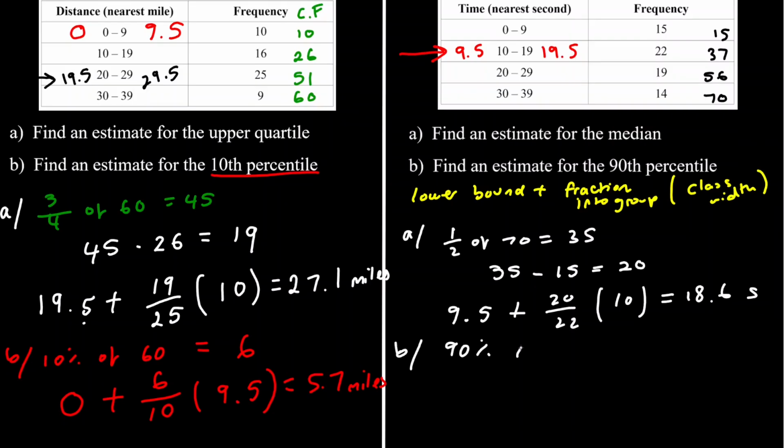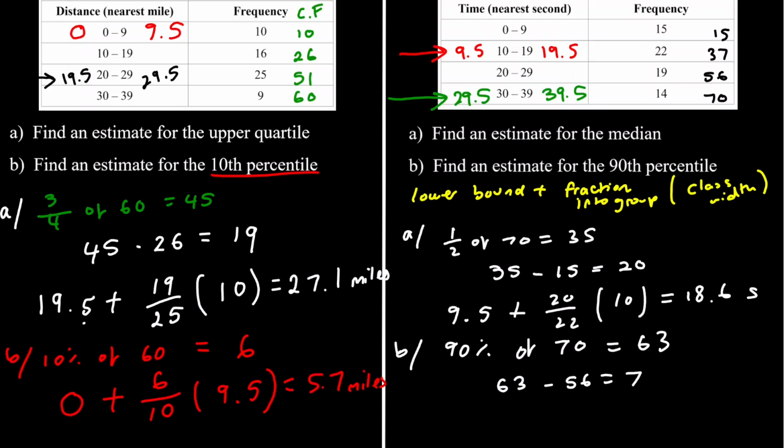Now we want the 90th percentile. So 90% of 70 is 63. So we're looking for person 63. What group are they in? They're going to be in this last group, our 29.5 to 39.5 group. How far into the group? So we were at 56 when we started the group. 63 take away 56 is 7. So 7/14, halfway into the group.